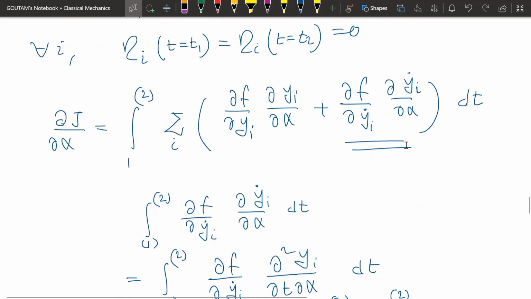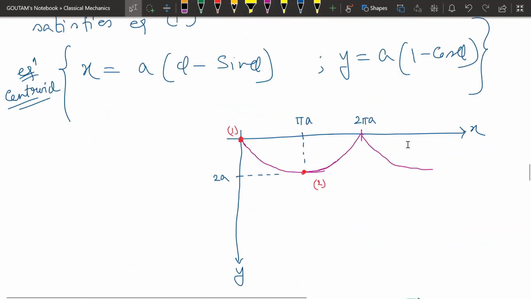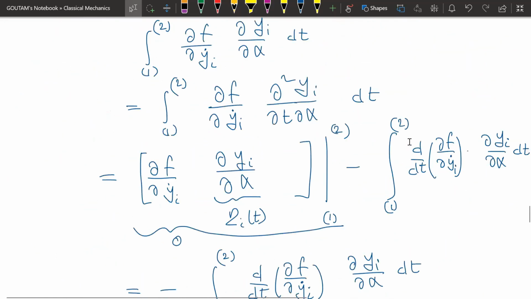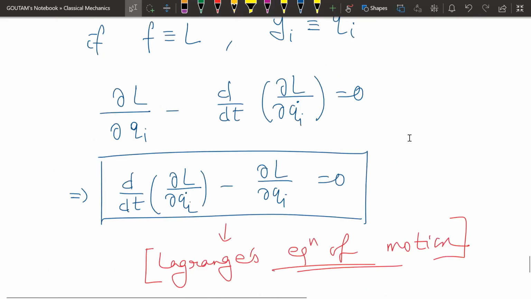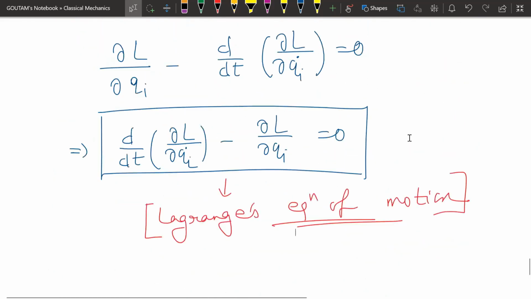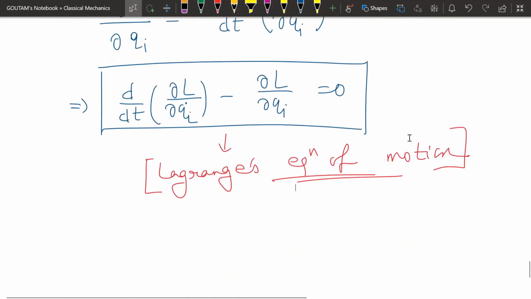So today we solved the Brachistochrone problem, and then we derived the generalized Lagrange's equation from Hamilton's principle. In the next class, we will solve some very interesting problems with this Lagrange's equation of motion.